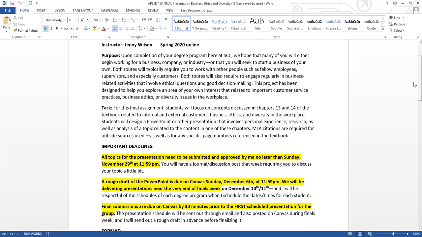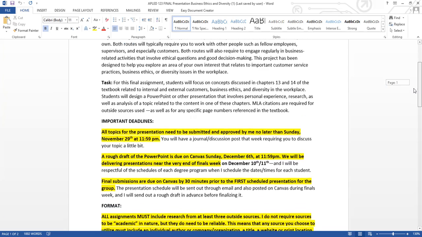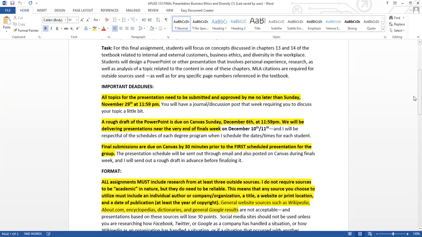In other cases, you may start out working for someone else, in which case you can still end up dealing with ethical questions and ethical situations where you have to make a good decision, or hopefully you will make a good decision in light of different circumstances. So for this final assignment, students will focus on the concepts discussed in those chapters, and those are related to internal and external customers, business ethics, and diversity in the workplace.